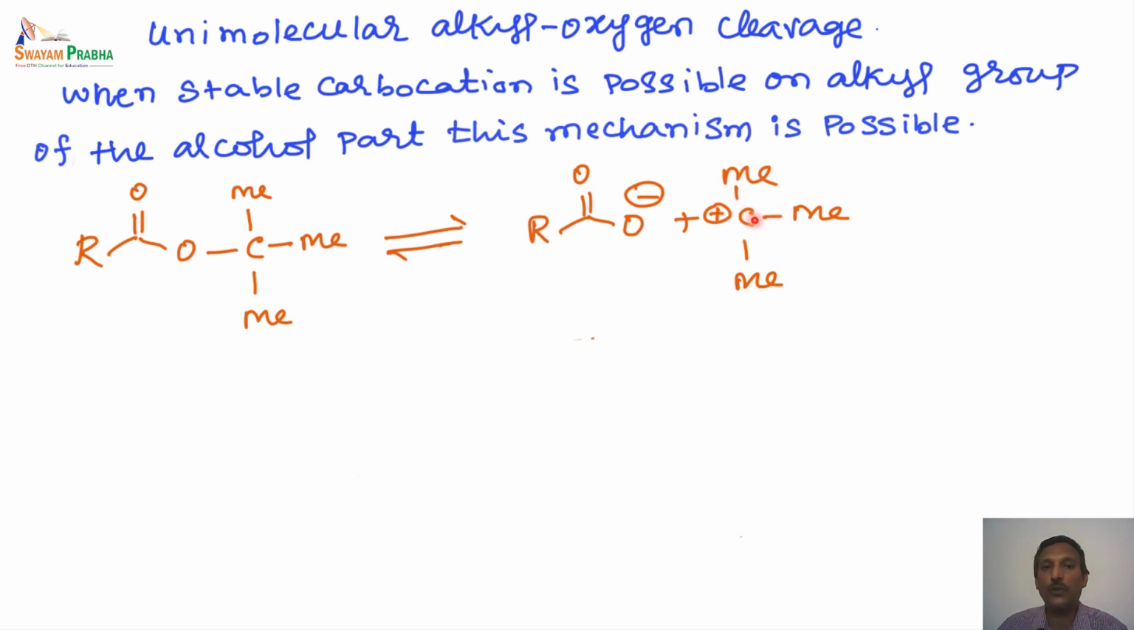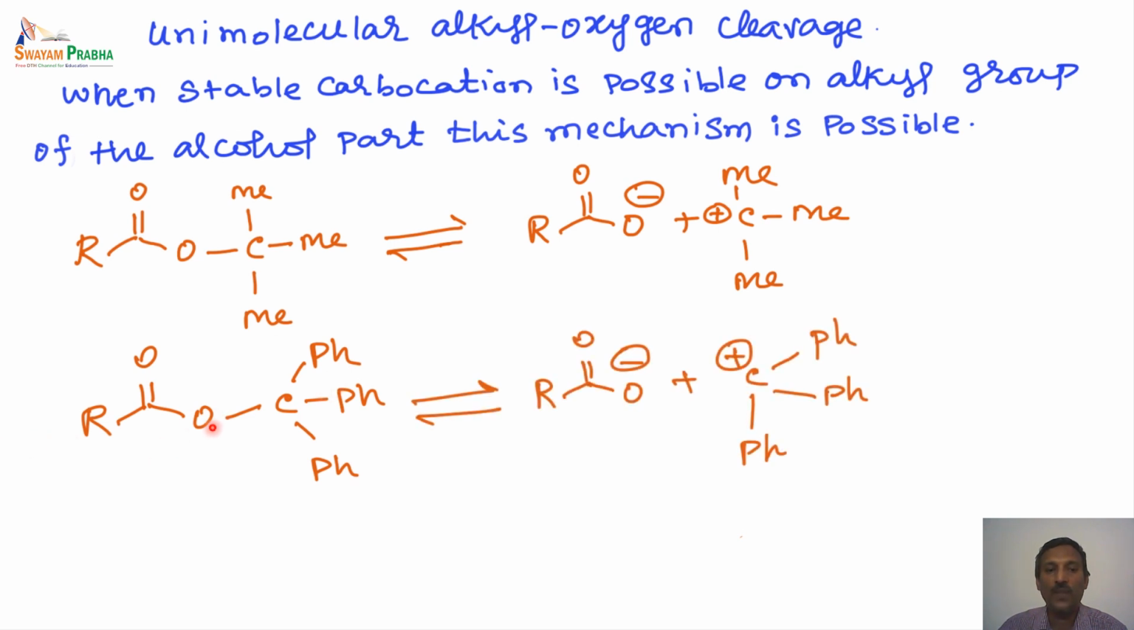So when these kinds of species are possible in that reaction, then the oxygen-alkyl bond cleavage is possible. Another example is a triphenylmethyl group attached to the oxygen. When it is cleaved, a very stable triphenylmethyl carbocation is possible. In cases where a stable carbocation is possible, it can lead to the cleavage of the oxygen-alkyl group, and this reaction does not involve any acid or base.